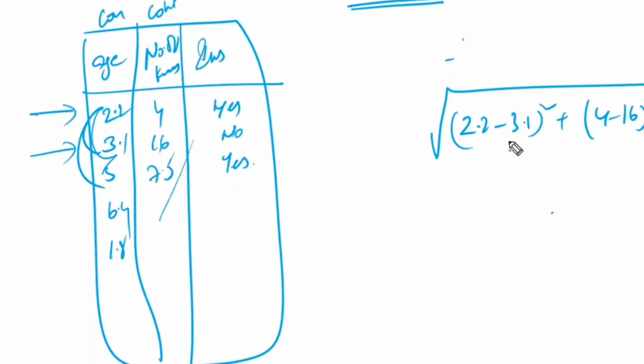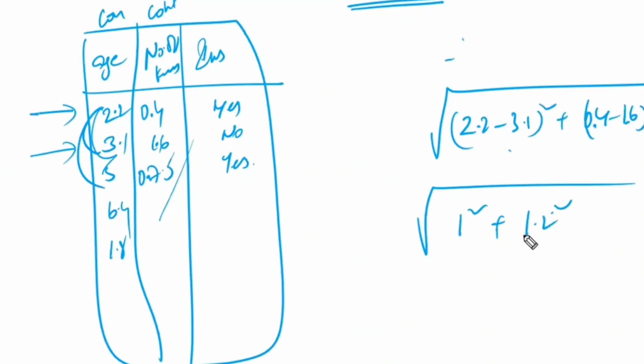Assume that instead of 10,000, you have divided with 1 lakh. Now it is 0.4, 1.6 and 0.75. Now 0.4 minus 1.6 whole square will give 1 square plus 1.2 square. Both are having equal importance, right? So once you bring down the scale, every feature has the same importance. That is the reason we have to do the scaling. The reason behind the scaling is this.